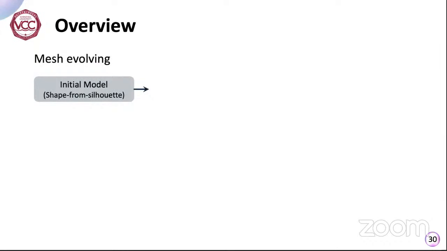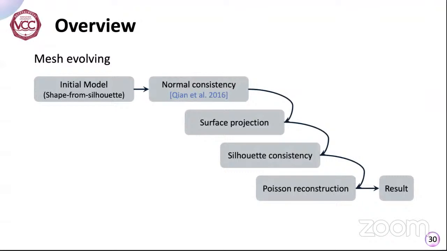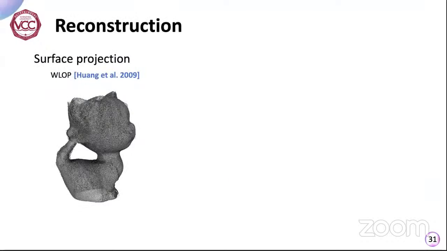We start the optimization from an initial model generated from the shape from silhouette. Then we apply the normal consistency mentioned before to obtain the optimized point cloud at the beginning. Then we have proposed 2 novel point cloud consolidation methods to refine these points, followed by the Poisson reconstruction to reconstruct a 3D mesh. After several iterations, the whole algorithm will output the final reconstruction result. So next, I'll elaborate these 2 consolidation techniques. That's kind of like the technical meat here.